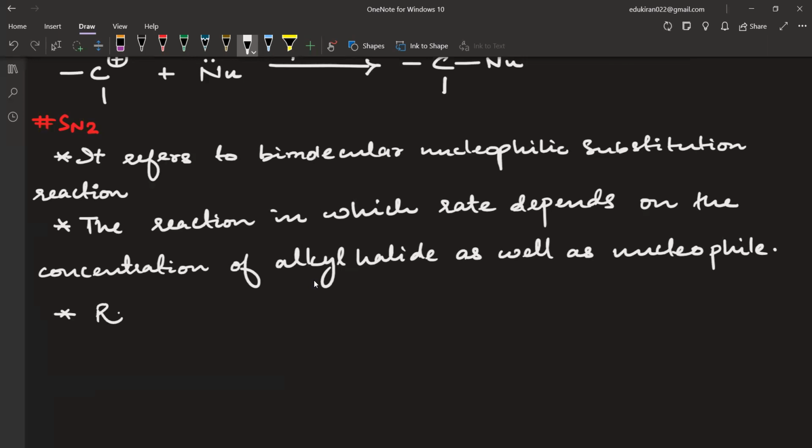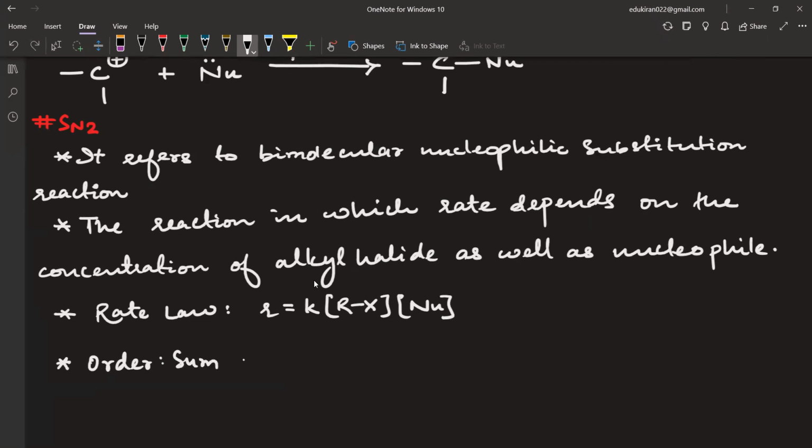What is the rate law here? R is equal to K into the concentration of substrate, that is alkyl halide, into the concentration of nucleophile. Now, the RX also has order 1, and this also has order 1. What will be the order? Order is the sum of the powers of the concentration terms.